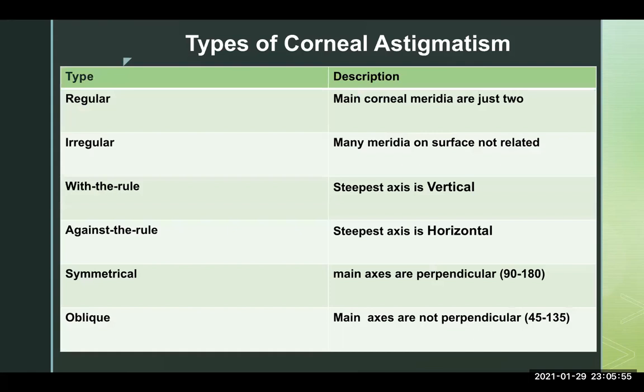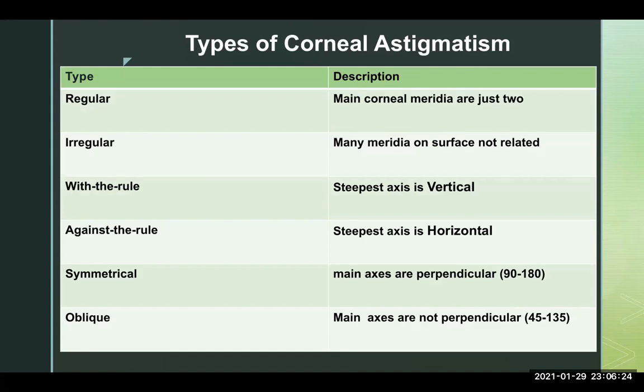Simply, types of corneal astigmatism. As I said, corneal astigmatism is the main cause of astigmatism. The types of corneal astigmatism: regular, where the main corneal meridians are just two, the vertical and horizontal, the steepest and flattest K or axes. Irregular, with many meridians on the surface but not related to each other.